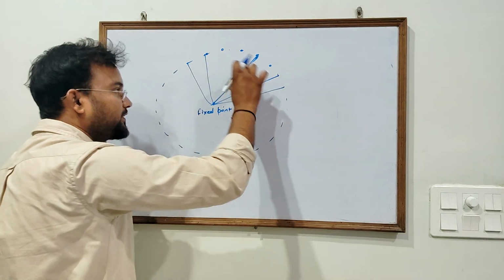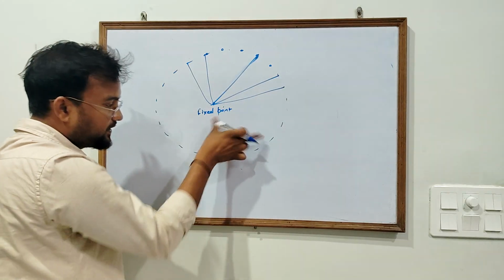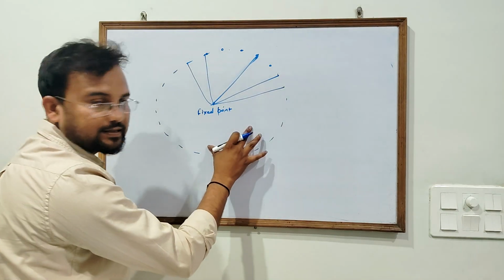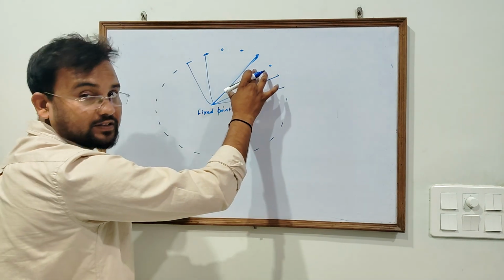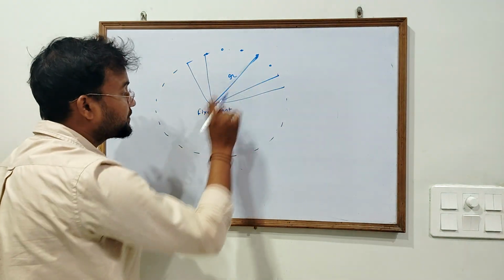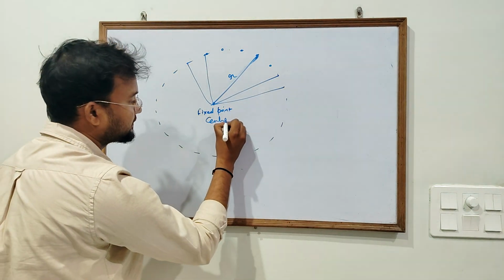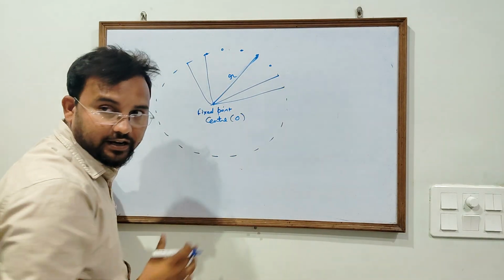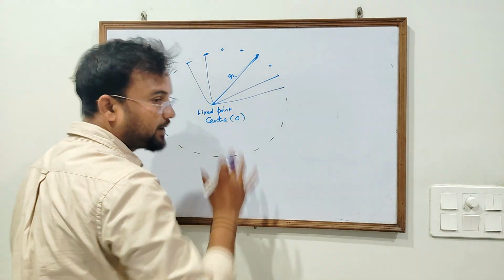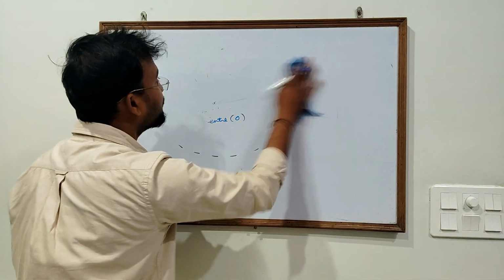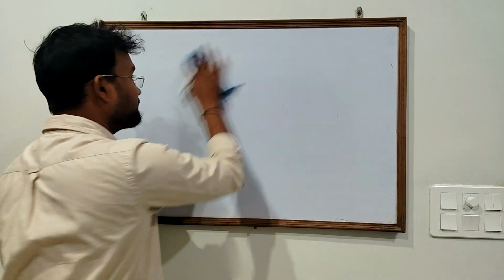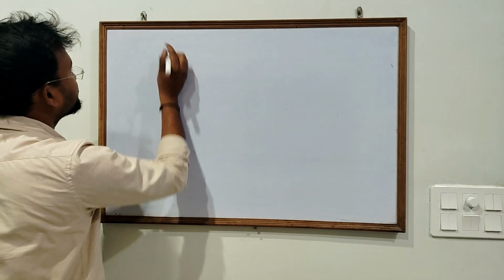Means this distance, this distance, this distance, these distances are constant. Then this phenomenon is called a circle. This fixed distance is called radius, and this fixed point is called center. We denote the radius by R and the center by O. Boys and girls, the next is various forms of equation of circle.